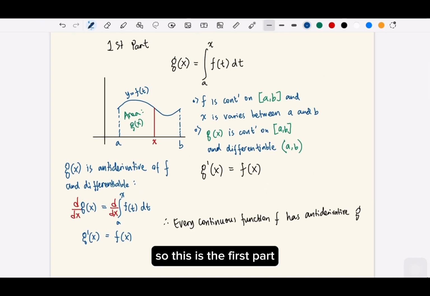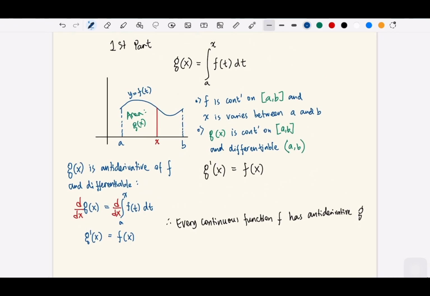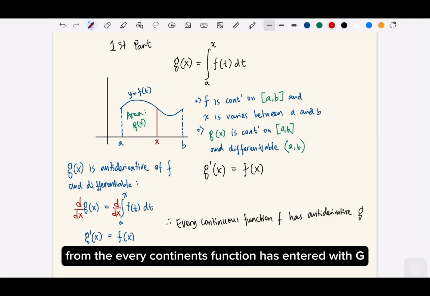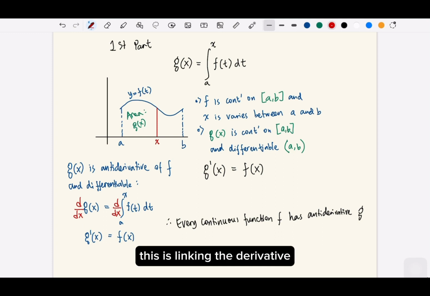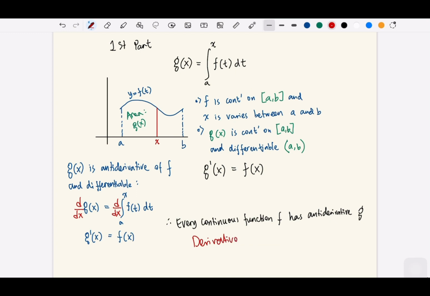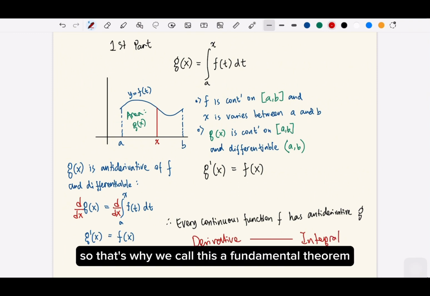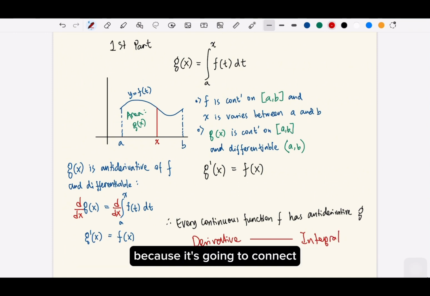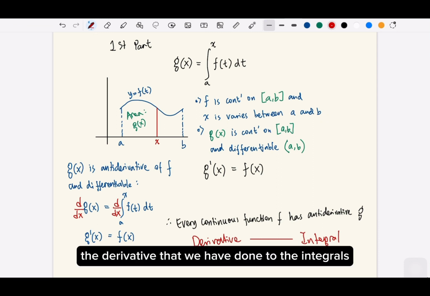So this is the first part. So from here, from every continuous function has antiderivative g, this is linking the derivative to the integral. So that's why we call this a fundamental theorem, because it's going to connect the derivative that we have done to the integrals.